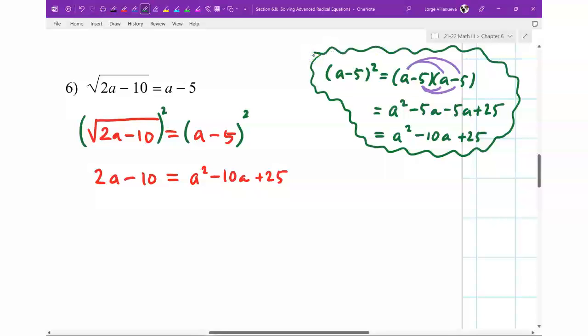Now, some people say, well, I can do that in my head. Well, then go for it, okay? Do it in your head. It's not that hard to do once you get enough practice, but if you want to do it, go for it. All right, so just like what we did in the other problems, I have to set this equal to 0. So I am going to move that negative 10 and add it to 25, and I'm going to move this positive 2a and subtract it to negative 10a. All right, so here's what I get. 0 equal to a squared minus 12a plus 35.